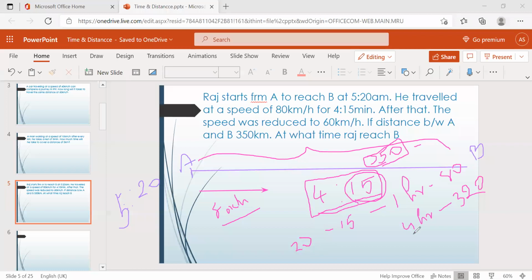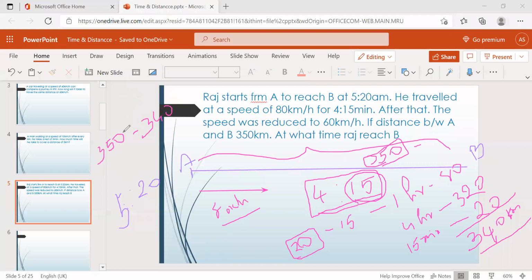So in 4 hours and 15 minutes he traveled 320 plus 20, totally 340 kilometers already. And how many kilometers is still remaining? The total distance is nothing but 350. For 340 kilometers he reached already, then what's the remaining? 10 kilometers is still remaining.